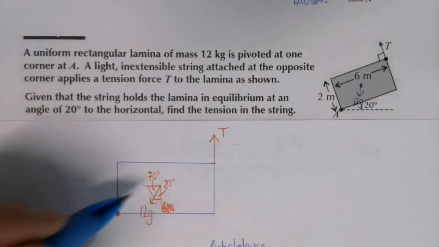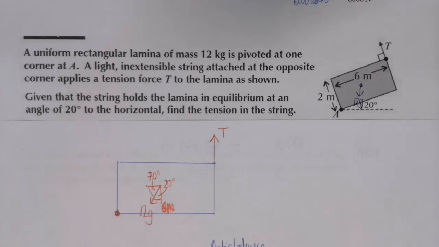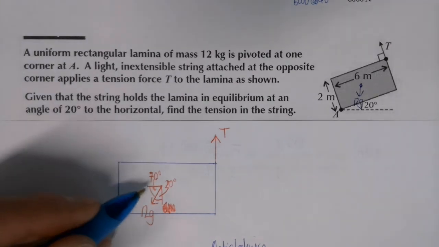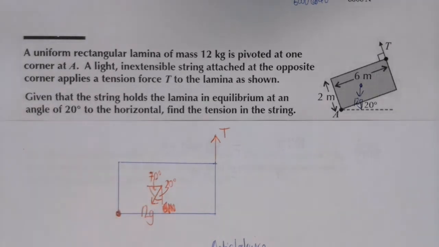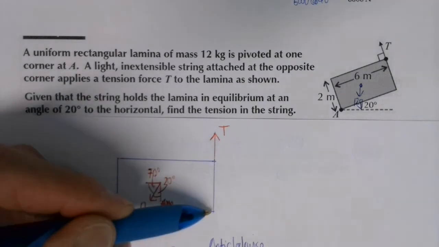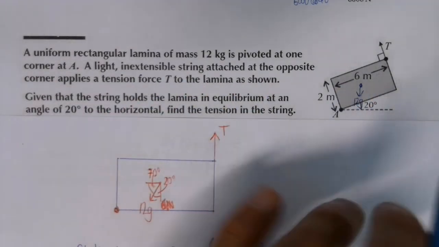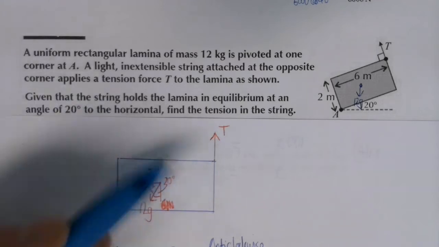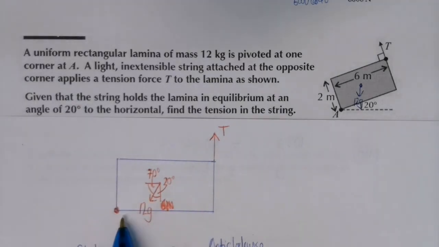12G cos 20, and 12G cos 70 going in this direction here. So there are three forces in this diagram. I've got this force here, the tension. Remember, I've taken that diagram and just twisted it. So this force here, and that's acting at a distance of 6. And that's an anti-clockwise one.